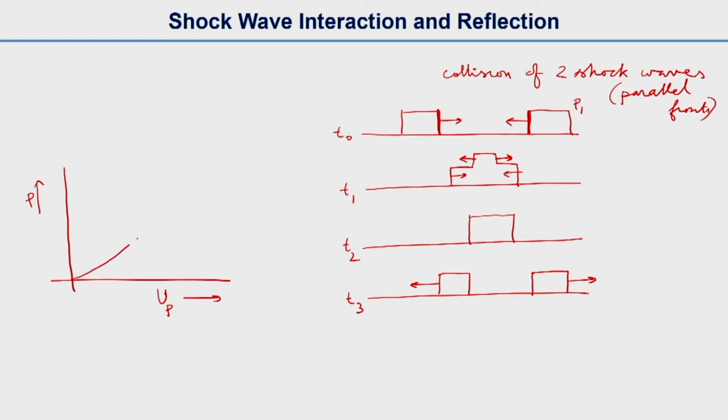So we have this P-UP plot, and let's assume this as UP1 at pressure P1. So pressure P1, particle velocity UP1, and we assume that the two waves have the same velocity. So this wave and this wave have the same particle velocity, same UP. So what will happen is, the UP of the resultant wave, the superposition of two shock waves.